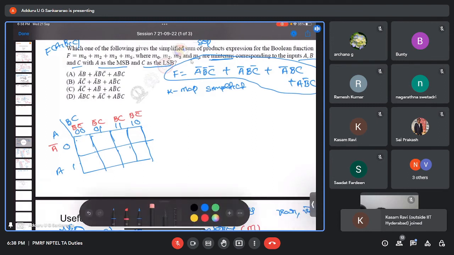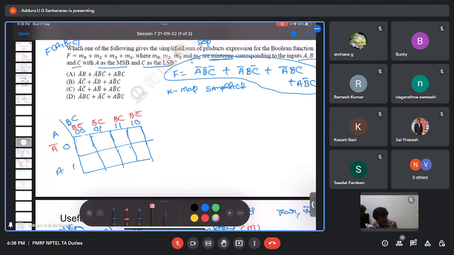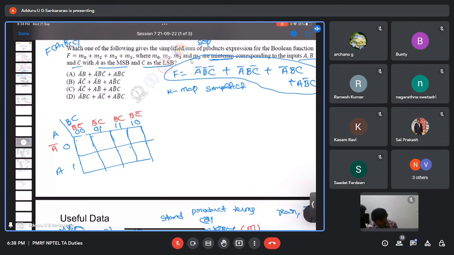I think the numbering you also know. So this is min term 0. Similarly, this is min term 1, this is min term 2, this is min term 3. And this is min term 4, 5, this is 6 and 7.